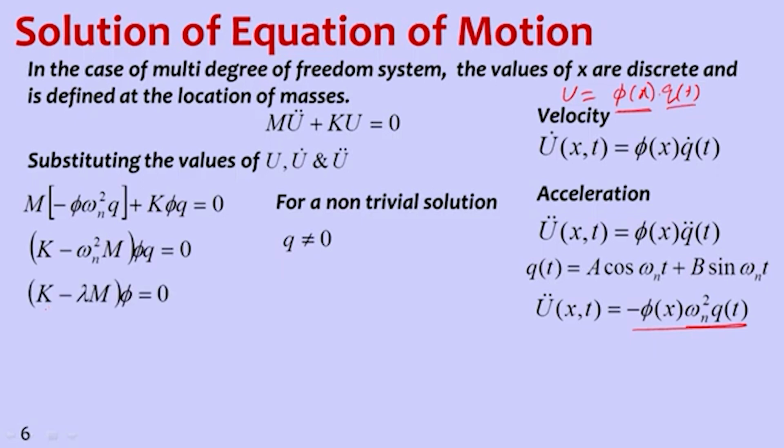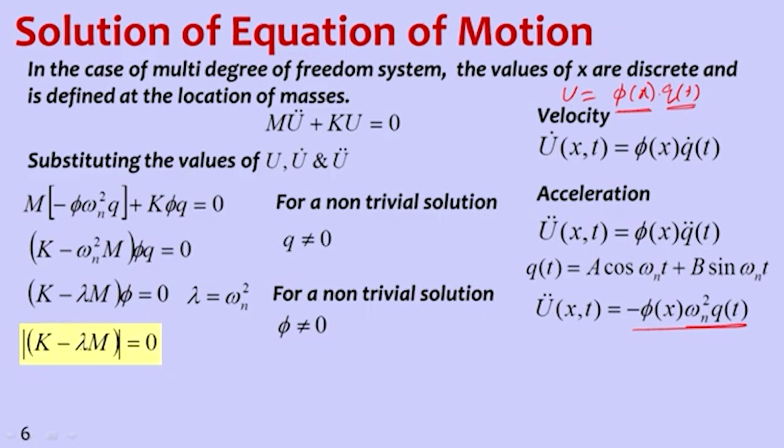So that will give us k minus lambda m into phi is equal to 0. Here lambda we are representing as omega n square. Then for a non-trivial solution, phi also cannot be 0. If phi is 0, the solution is 0. If q is 0, the solution is 0. So what we want is q to be a non-zero term and phi also to be a non-zero term. In that case, what we need is that the determinant of k minus lambda m should be 0. This is called the characteristic equation.